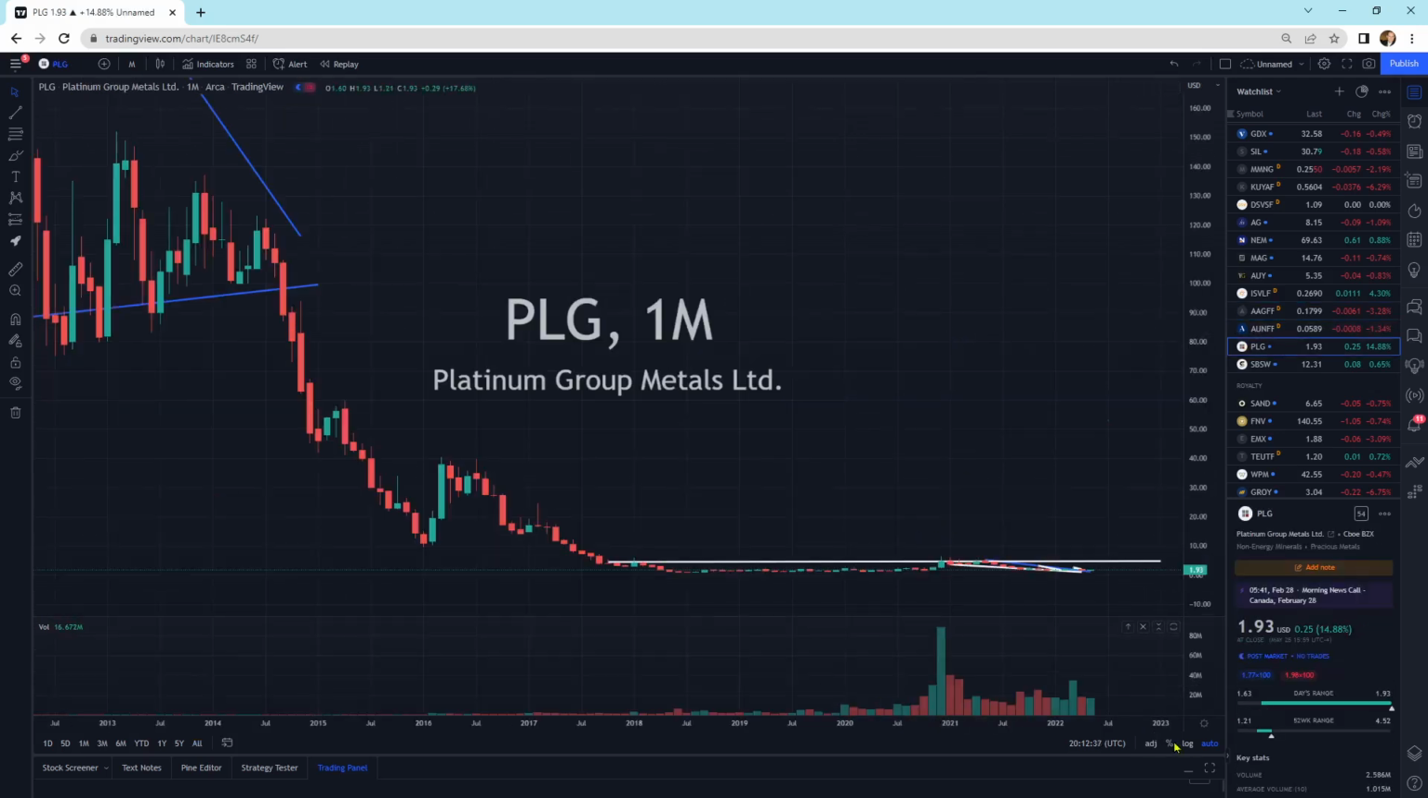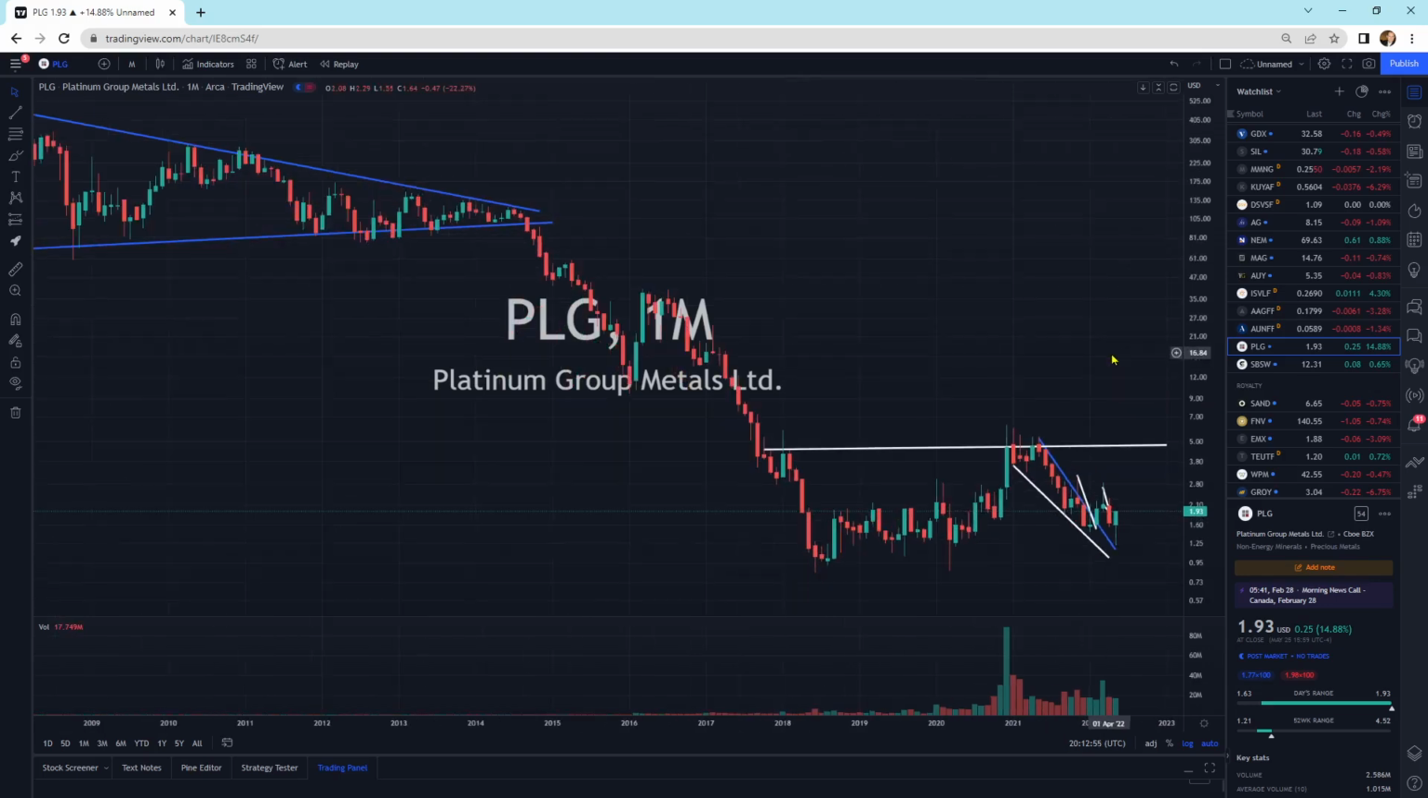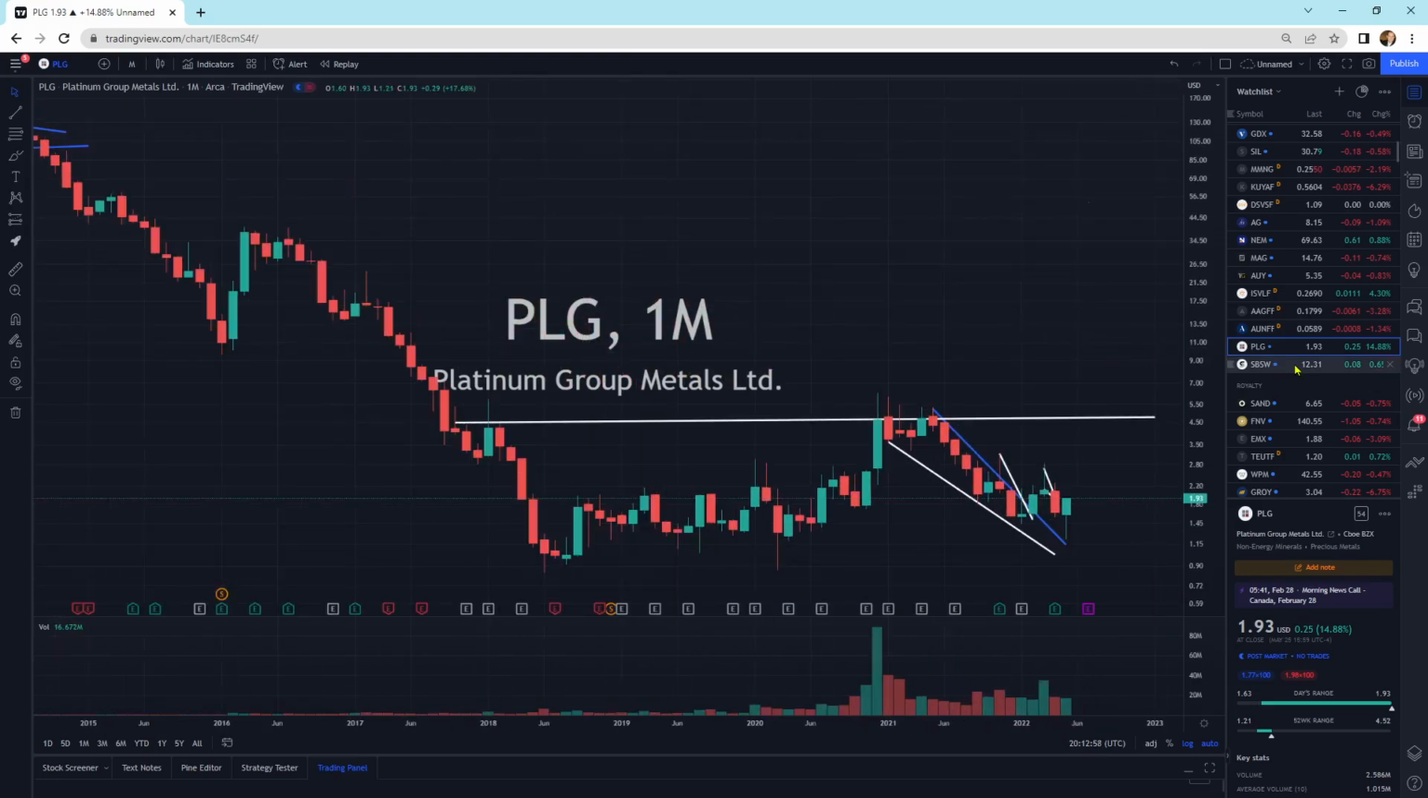PLG getting jiggy with it. Nice big hammer pattern forming here. This is probably the beginning of a move that's about to go higher. I do own this. It's not my largest of holdings, but I do own it. You got the little lead in, then you get a double bottom, and we're putting in that double bottom, and then eventually we'll break, hopefully higher on this thing.